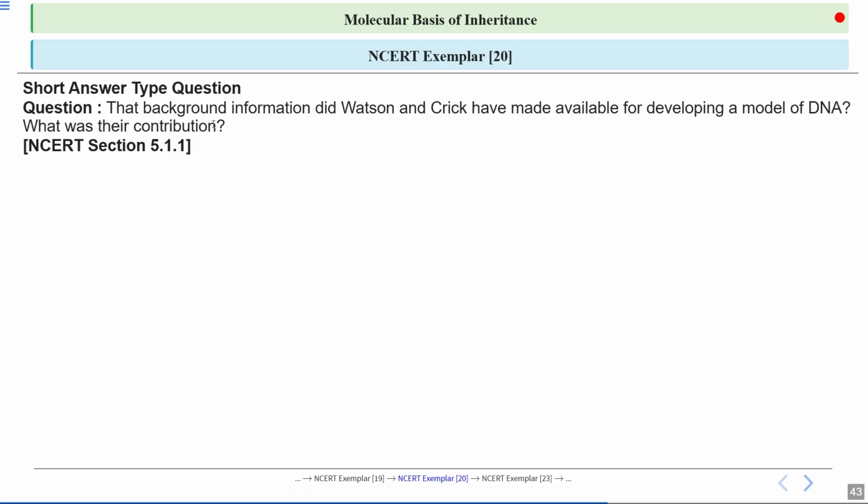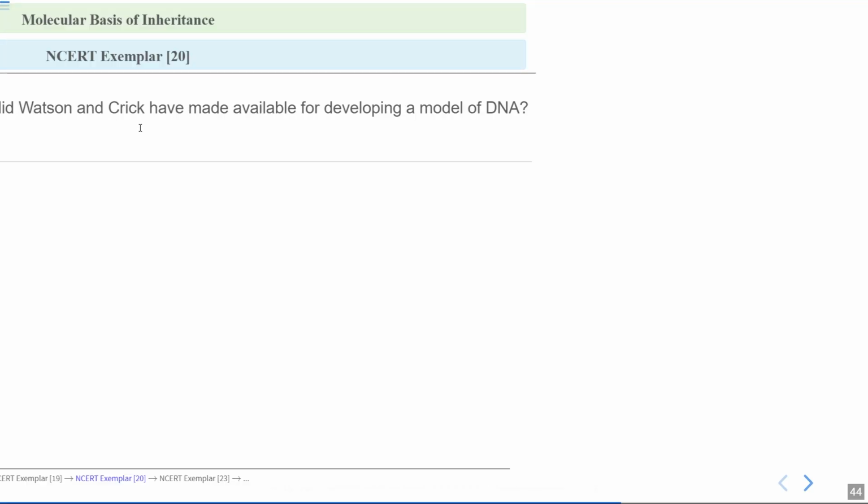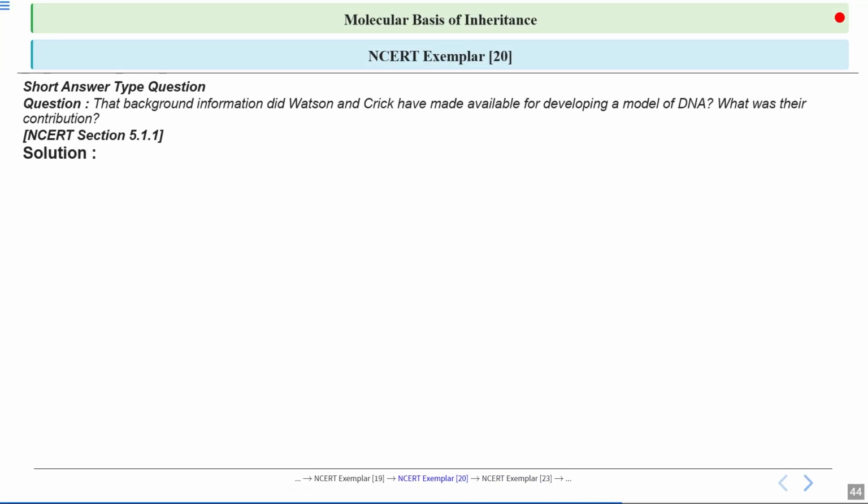Now, next question: what background information did Watson and Crick have made available for developing a model of DNA? What was their contribution? What background information did Watson and Crick have that was used for developing the model of the DNA? So, what model of DNA did they give? They gave the double helical model of the DNA. So let's have a look at the answer.